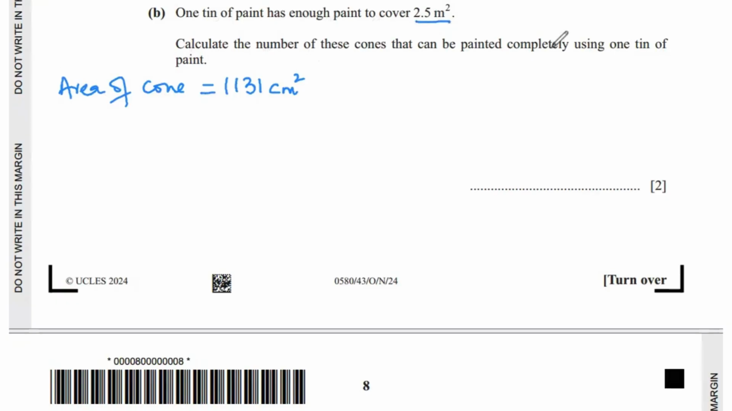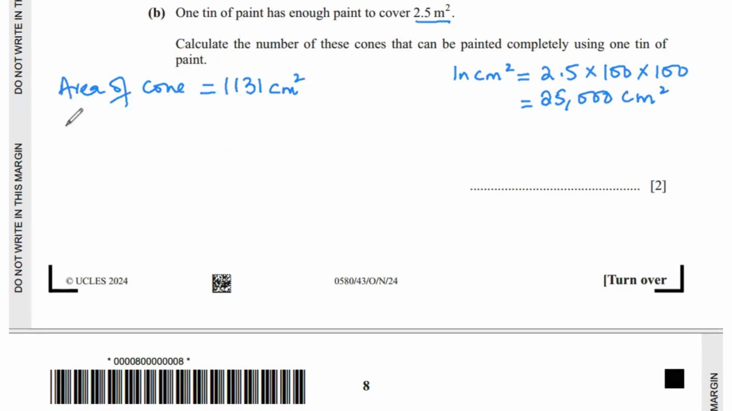So let's first convert the 2.5 meters square into centimeter square. In centimeter square, it's going to be 2.5 times 100 times 100. Why times 100? Because 1 meter is 100 centimeters. So 1 meter square is 10,000 or 100 times 100. So if we multiply those, what we get is 25,000 centimeters square.